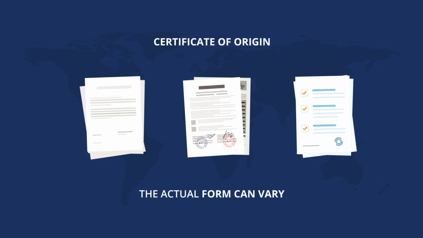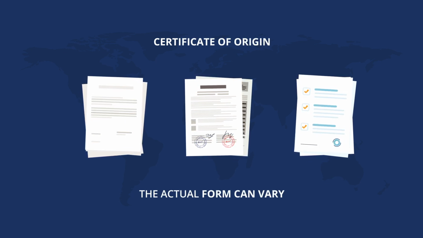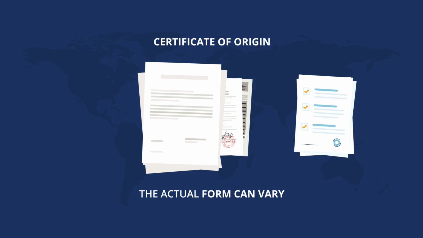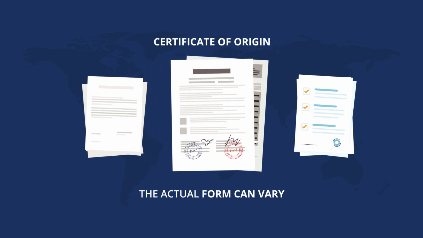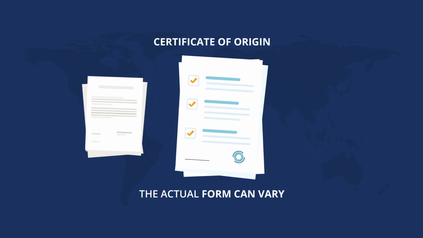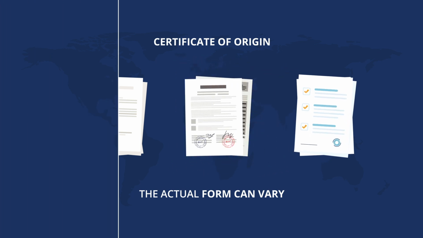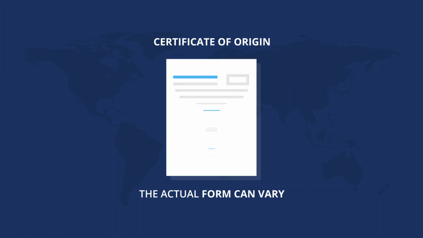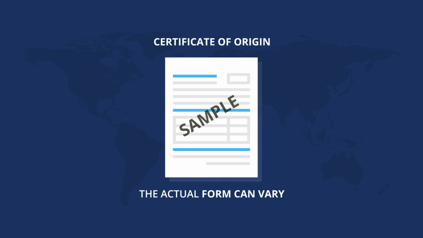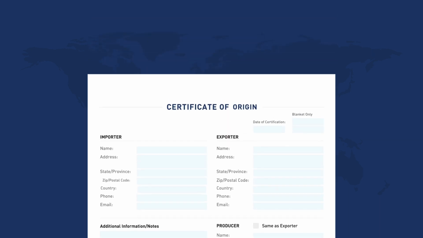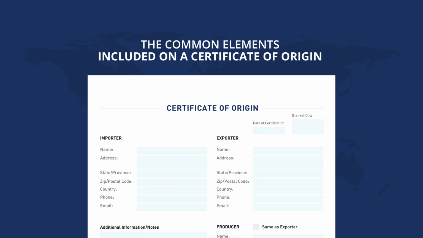The actual form can vary depending on the agreement and your buyer's preferences. It may be a specific form, a statement on company letterhead, or information added to the commercial invoice. If your buyer has requested a specific format, get a sample to use as a template. In this tutorial, we'll explain the common elements included on a certificate of origin.